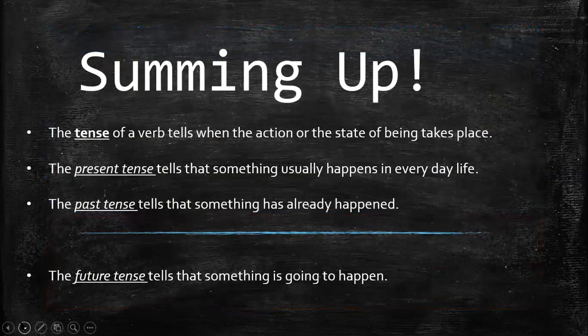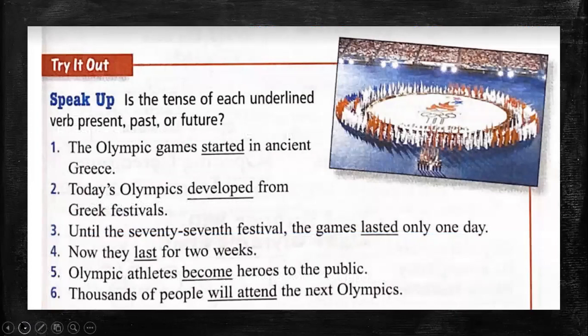Okay, so summing up, the tense of a verb tells when the action or the state of being takes place. It tells you whether it's something that usually happens, something that has already happened, or something that is going to happen. The present tense tells that something usually happens in everyday life. The past tense tells that something has already happened, and the future tense tells that something is going to happen, okay? So let's try it out.